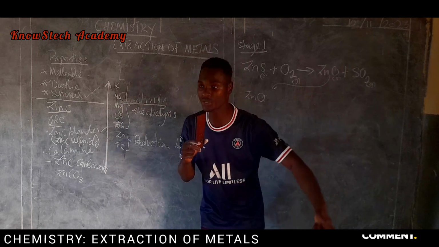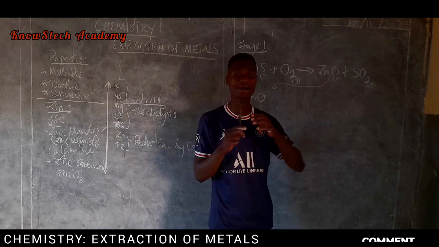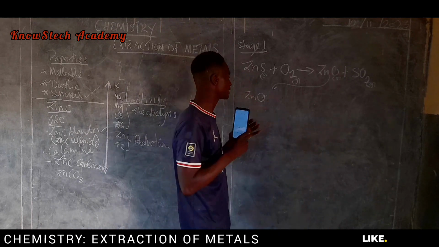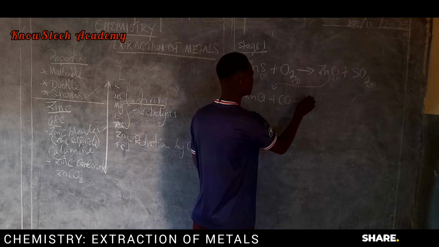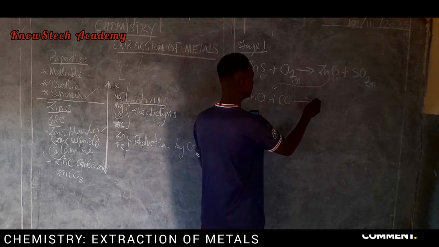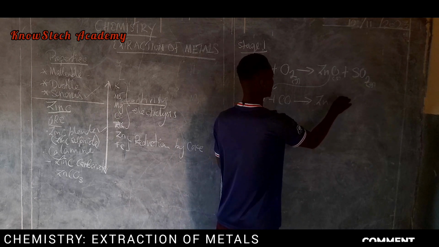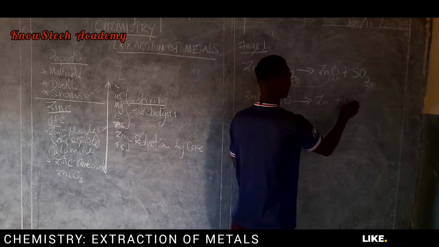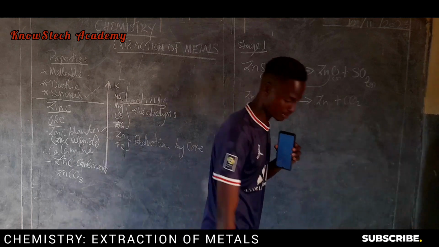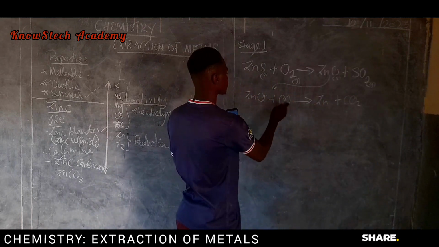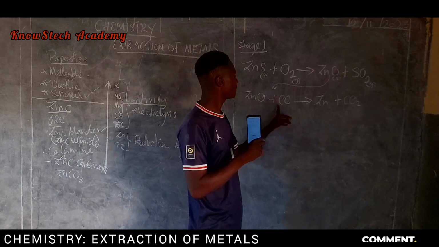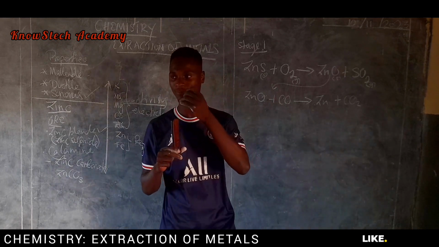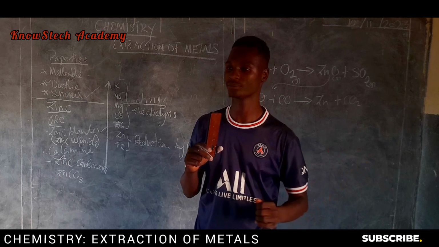Where it is reduced by carbon monoxide. Okay? Carbon what? Carbon monoxide. It is reduced to what? Zinc and carbon dioxide. Very good. Very good. Now, where does carbon monoxide, sorry, come from?